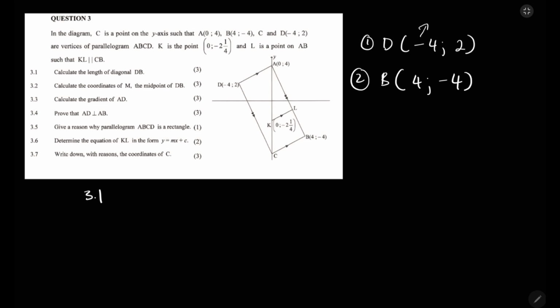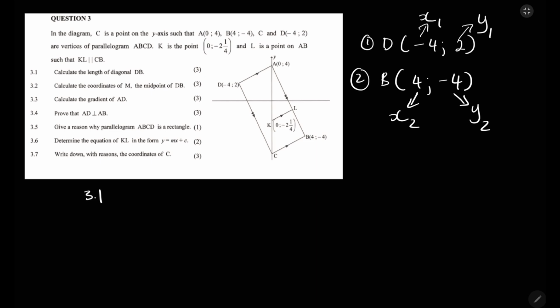So what do we use to calculate the length? We use the distance formula. For 3.1, let's label our points. Point D is (-4; 2), and point B, you can use it as a second point, we have (4; -4). So this is X and that is Y. This is X1, Y1, X2, and Y2.